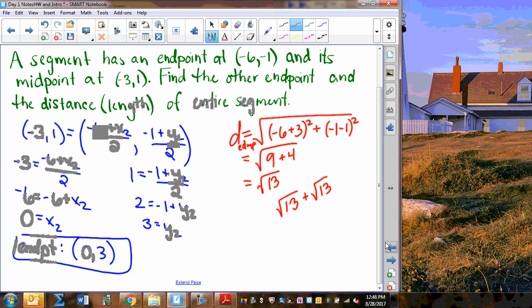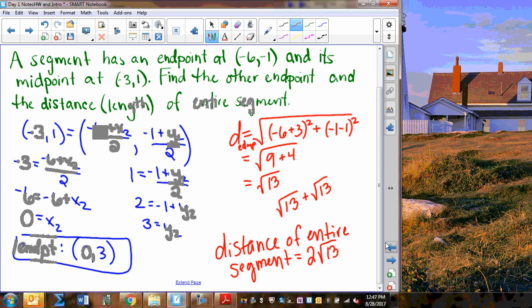Yes. Okay, so when we are adding radicals, think of it this way. They have to be like terms. So if I have a root 13 over here, and I have another root 13 over here, how many root 13s do I have? 2. So I'm going to write distance of entire segment equals 2 root 13. So it's basically 1 root 13 plus another root 13. Your term stays the same, and you add the numbers in front, so 2 root 13. Or 2 times root 13 is 2 root 13.